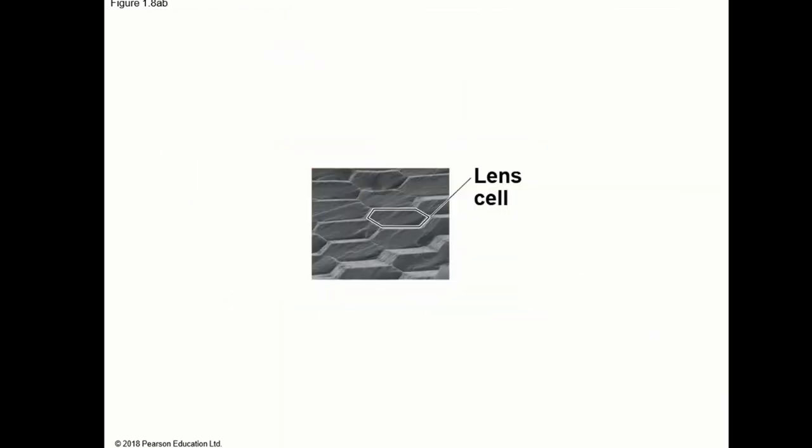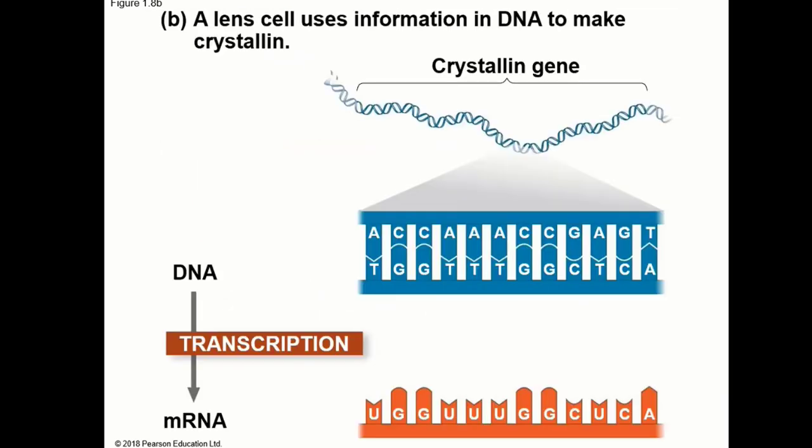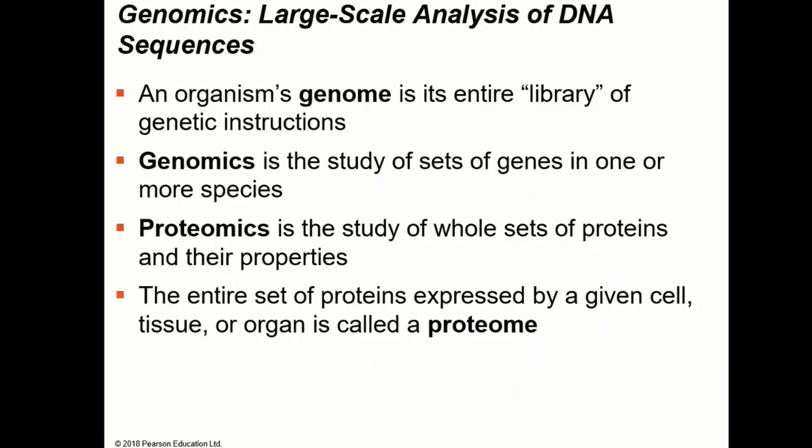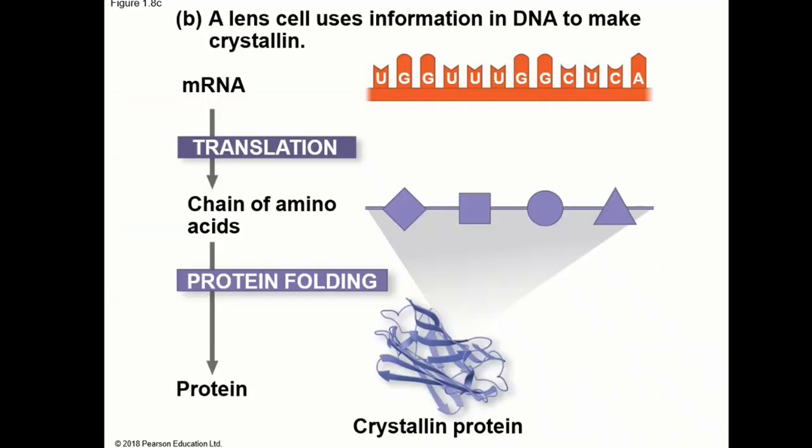And this is just a representation of the process of transcription, where you go from DNA to messenger RNA, and then from messenger RNA to amino acid chains. This is the structure of it and the protein folding, which is going to lead to what we are talking about for the crystalline gene, which is going to lead to crystalline protein.